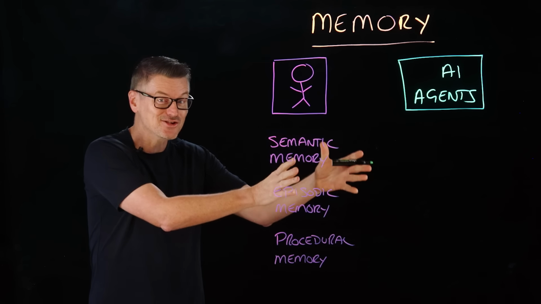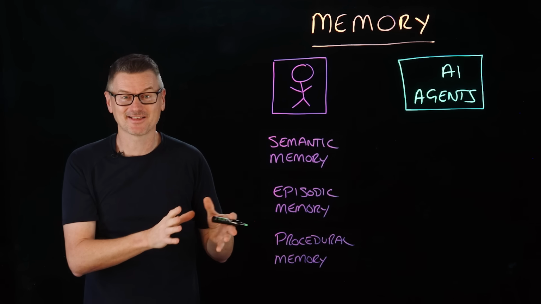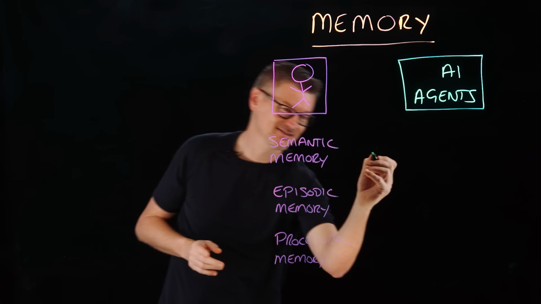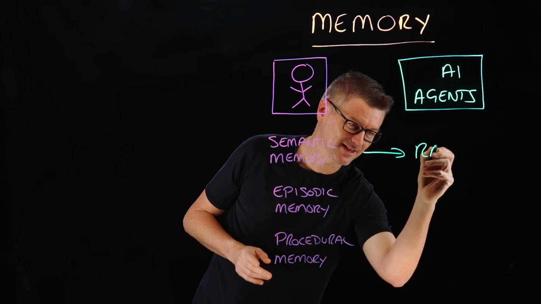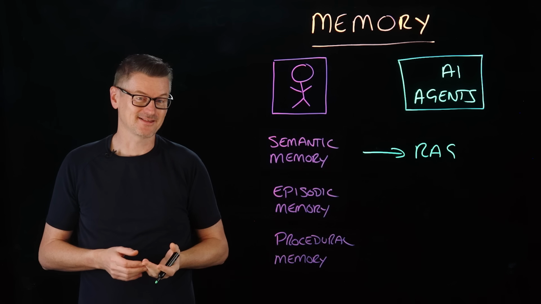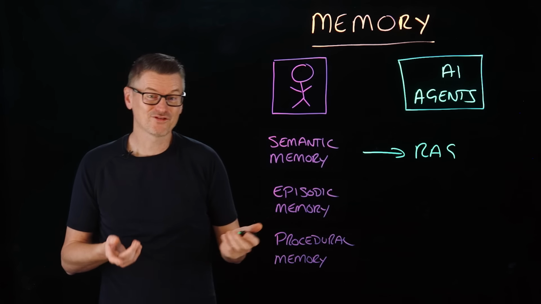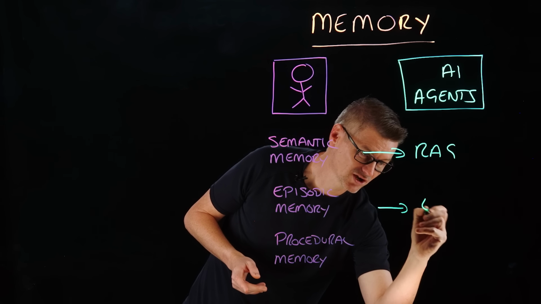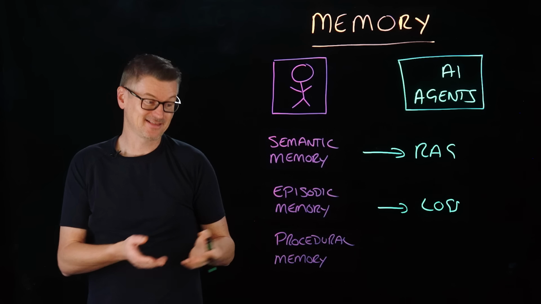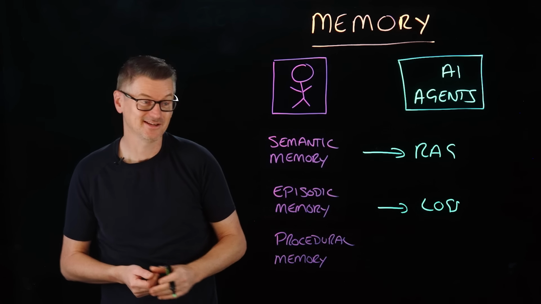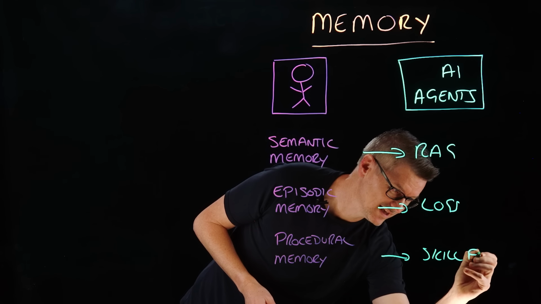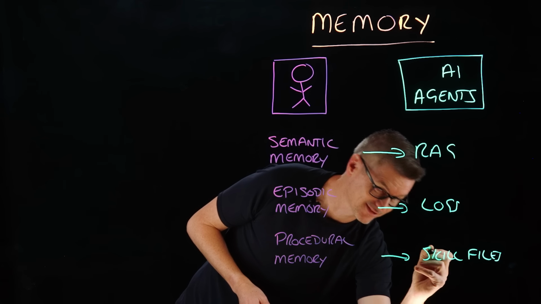Now, agent architectures are starting to mirror this. So semantic memory maps pretty closely to retrieval augmented generation and knowledge bases. Episodic memory really maps to conversational logs and interaction history. And procedural memory, well, yep, that maps quite nicely to skill files.